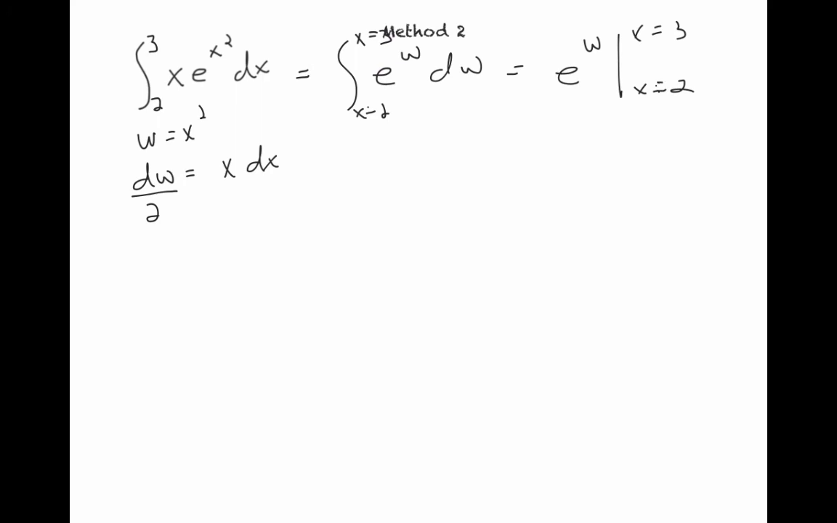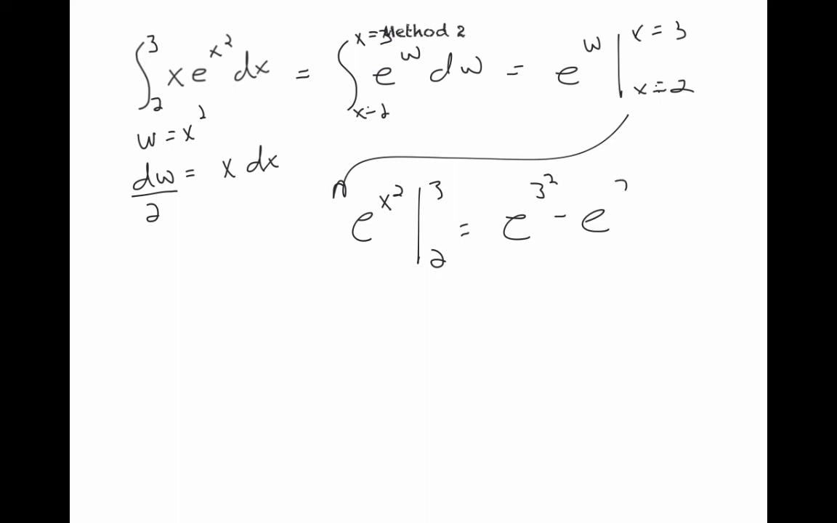So now I have to substitute back. So e to the w, where w equaled x squared, is e to the x squared. Now I can evaluate this expression. e to the 3 squared minus e to the 2 squared gives me e to the 9th minus e to the 4th, and that was the same answer we got before.